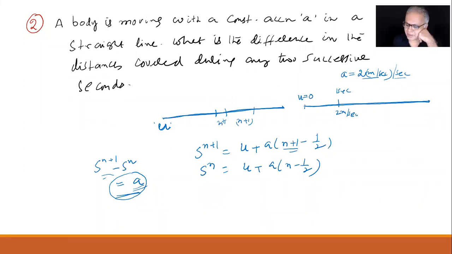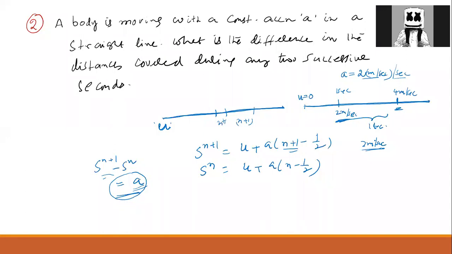Right? And in one more second, this is another one second interval, it will change by 2 meters per second more. So that will become the velocity part. This one is not acceleration I'm showing. Do you follow my point? The speed is changing for every second by 2 meters per second.